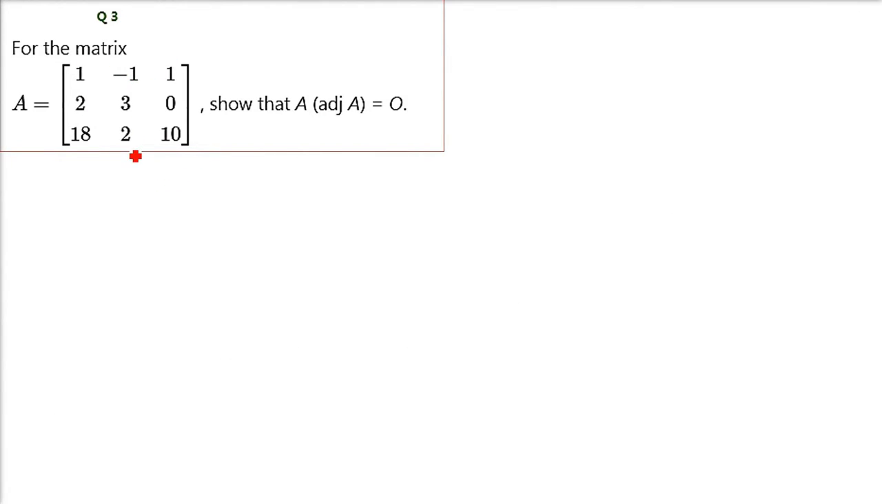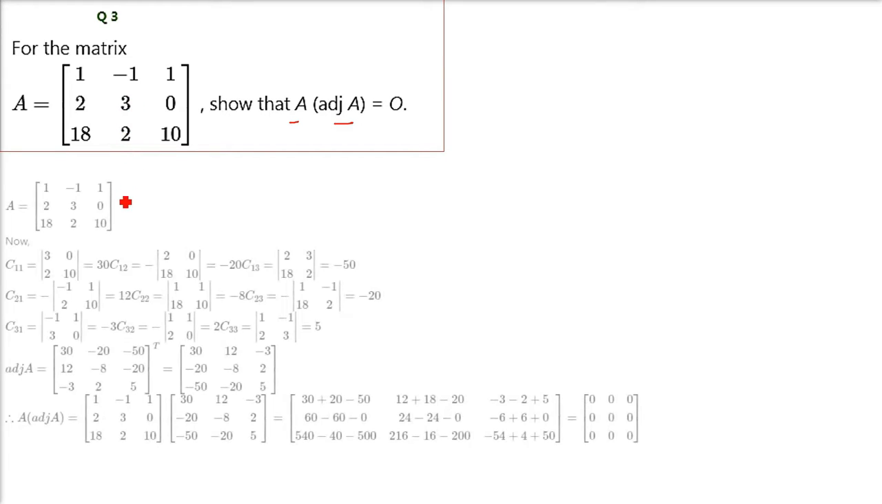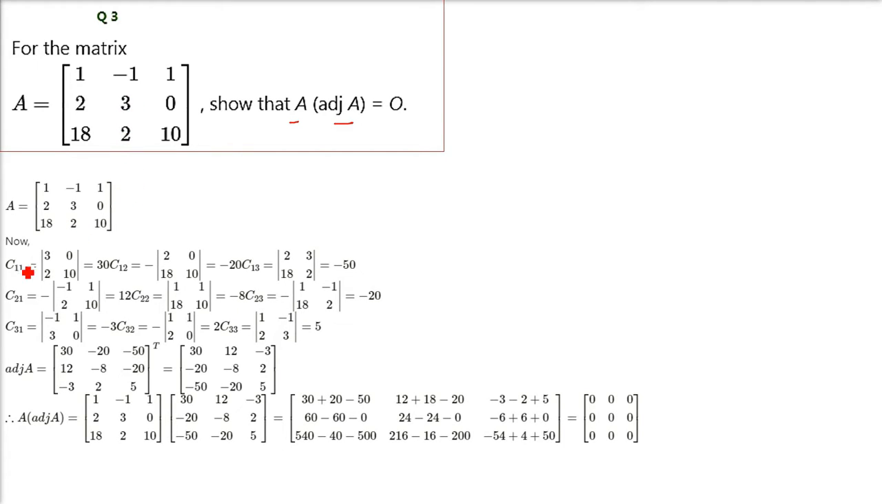Now we have a 3 by 3 square matrix. We have to show that A multiplied by adjoint A is a null matrix or 0. This capital 0 represents that all the elements will be 0. So first we'll try to find out the adjoint A, then we'll do the matrix multiplication.